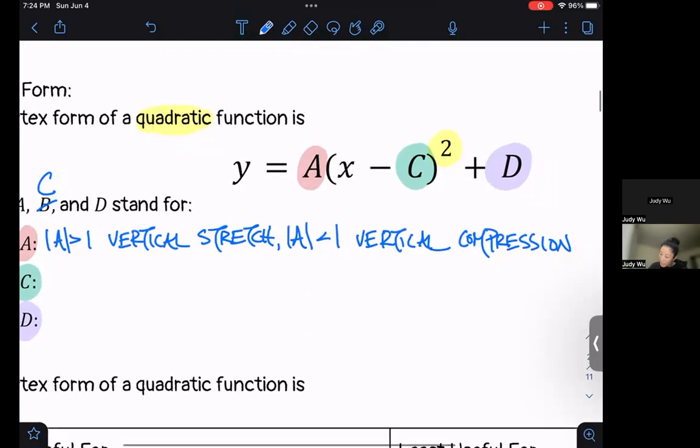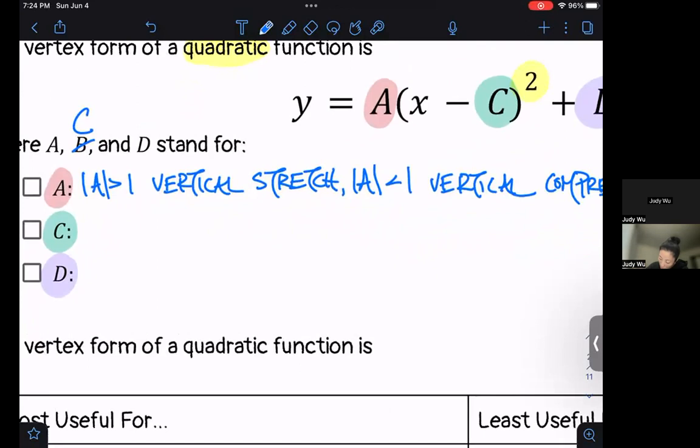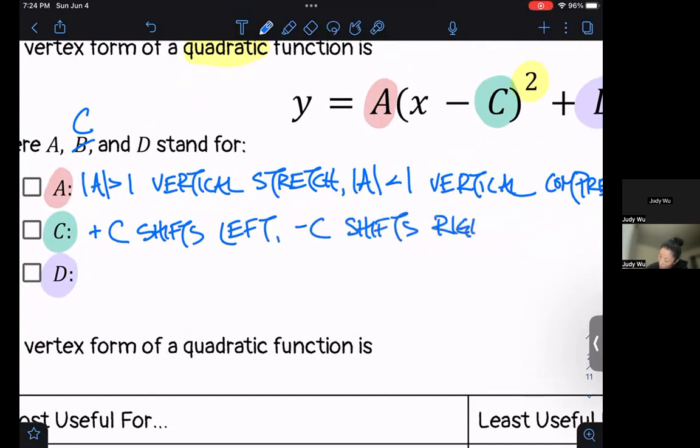Okay, and I want to squeeze this in here. Negative A means a reflection over the x-axis. So lots of things happening for A. C and D get a little bit more straightforward. A positive C shifts left, and a negative C shifts right.